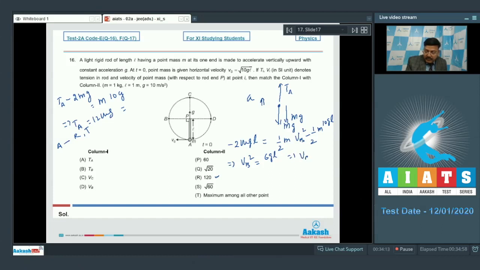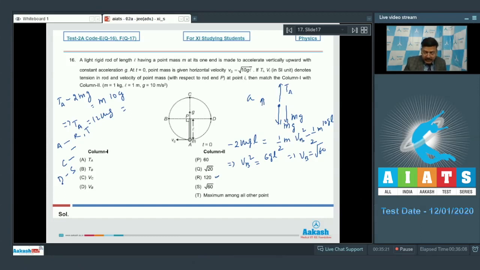or VB itself will be under root 60 meter per second. That means D matches with S, and it's obviously not the maximum on all other points.